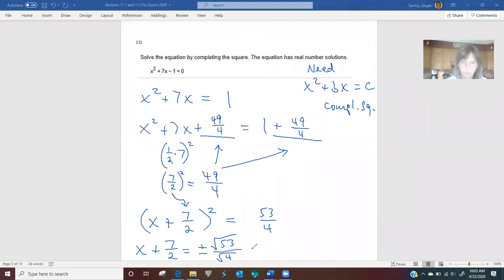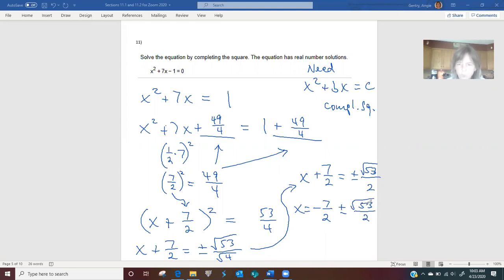I want to arrow over, sorry folks. So then I'd like to go ahead and do two things at once, but I'm going to keep it very basic. Square root of 53 over, is the square root of 4 a 2? Yes. So x equals negative 7 halves plus or minus square root of 53 over 2.